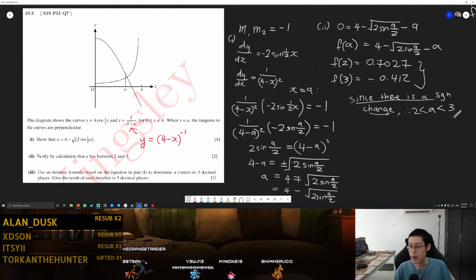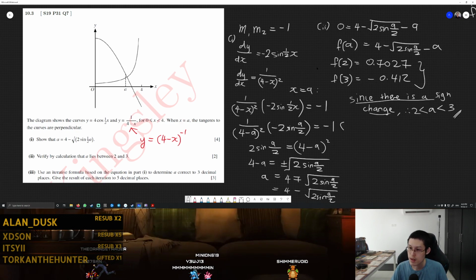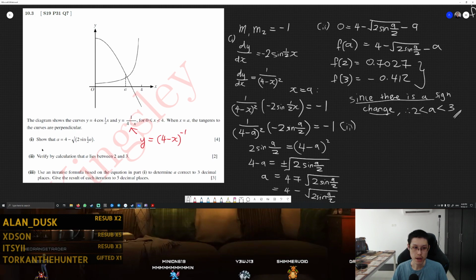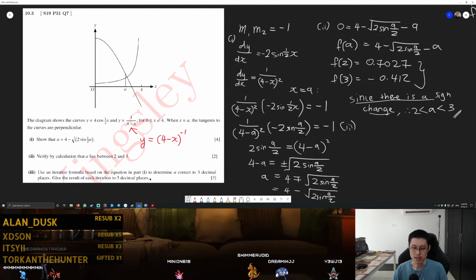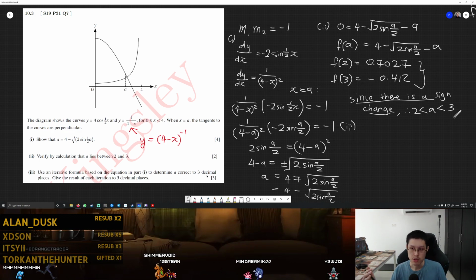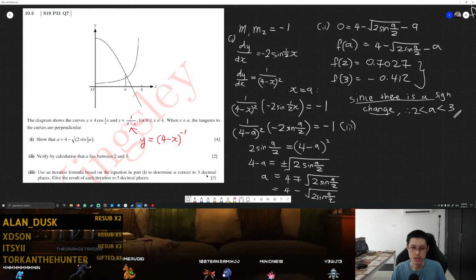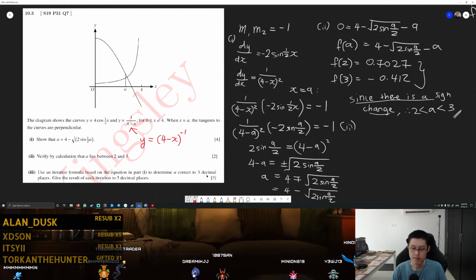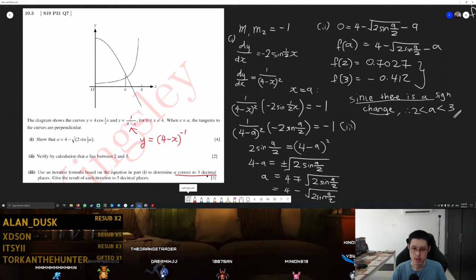Okay, then for part 3, use an iterative formula based on the equation in part 1 to determine a correct to 3 decimal places. Give the result of each iteration to 5 decimal places. If they word it like this, that means you want to keep going until the 3rd decimal place stops changing, because this says here, correct to 3 decimal places, okay?